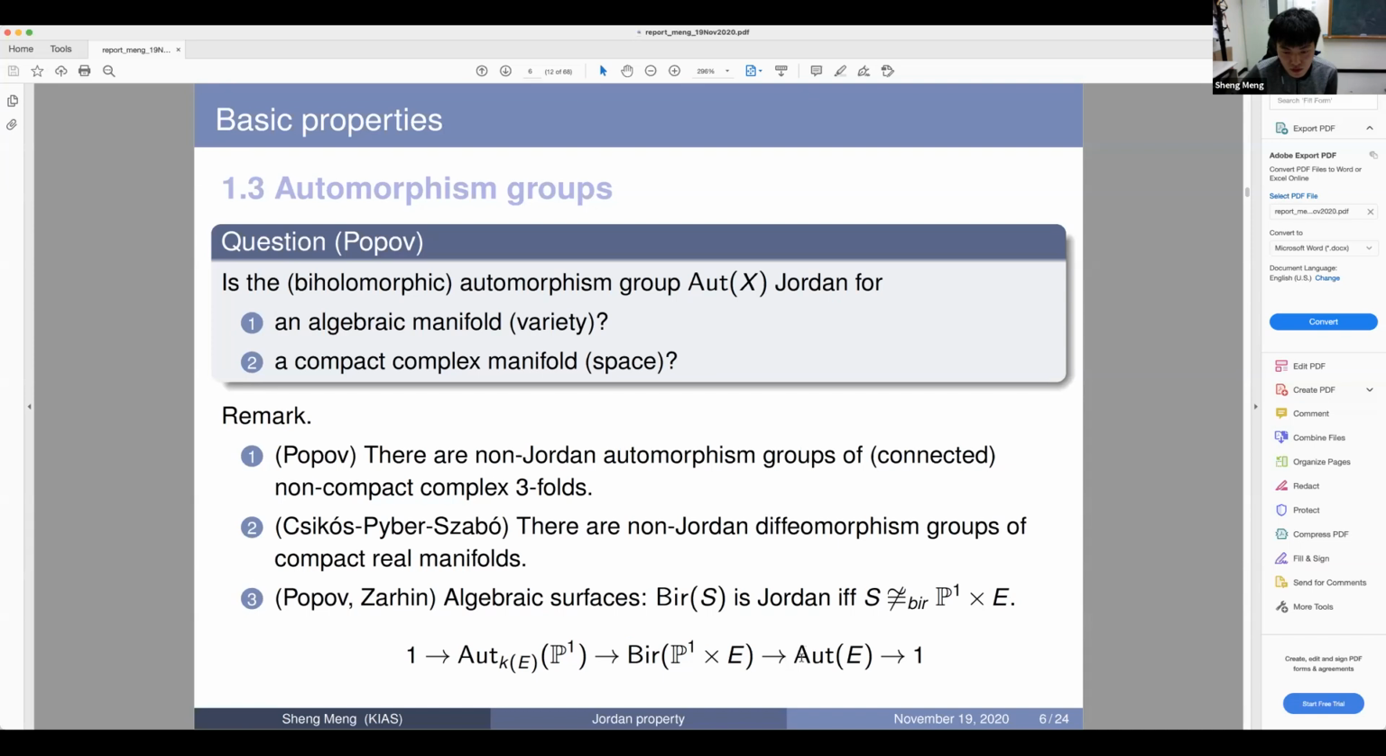the ruling to the automorphism group of the elliptic curve, and the kernel is the automorphism group of a projective line, with the base field being the function field of the elliptic curve. And you can verify easily that this group and the image Aut(E) are Jordan, but the extension group is not Jordan.